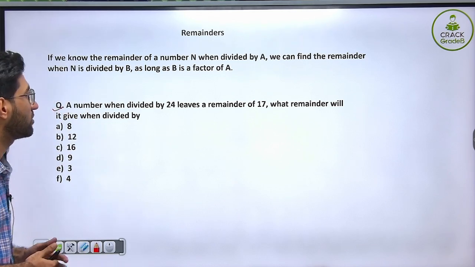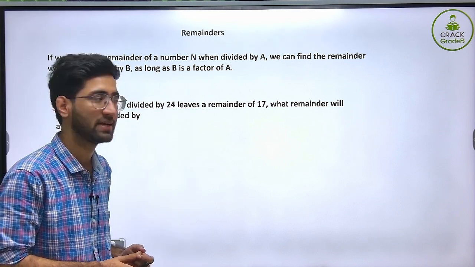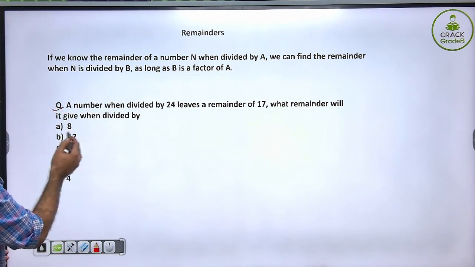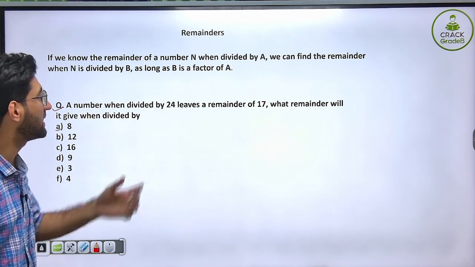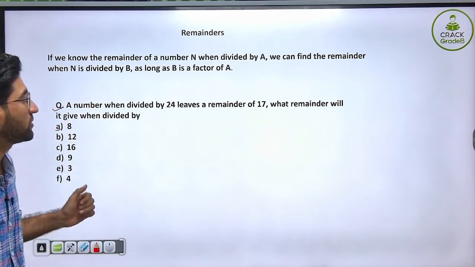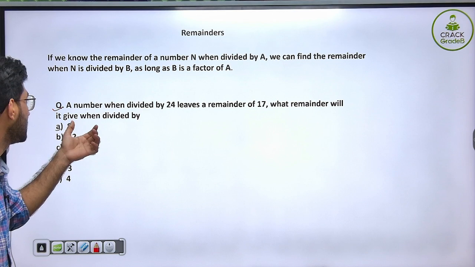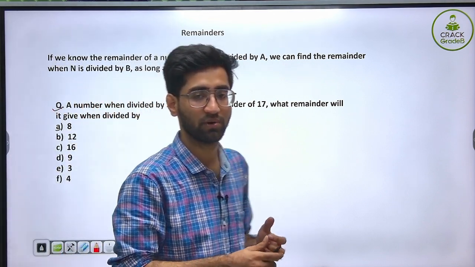So if you read the question, it says: a number when divided by 24 leaves a remainder of 17. What remainder will it give when divided by 8? The question is, if a number is divided by 24, we get a remainder of 17. Now you have to answer what remainder it will give when it is divided by 8. So how do we approach this kind of question?